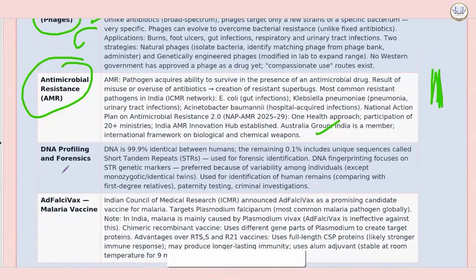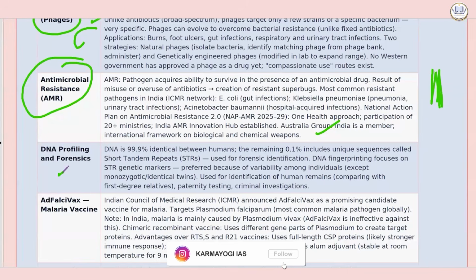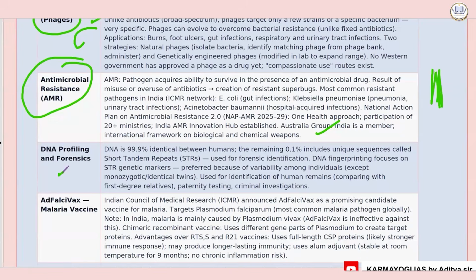Then we have DNA profiling and forensics. DNA is 99.9% identical between humans. The remaining 0.1% includes unique sequences called short tandem repeats, STRs, that are used for forensic identification. DNA fingerprinting focuses on STR genetic markers. It is preferred because of variability among individuals, except between monozygotic identical twins. It is used for identification of human remains, comparing with first-degree relatives, paternity testing, and criminal investigation.